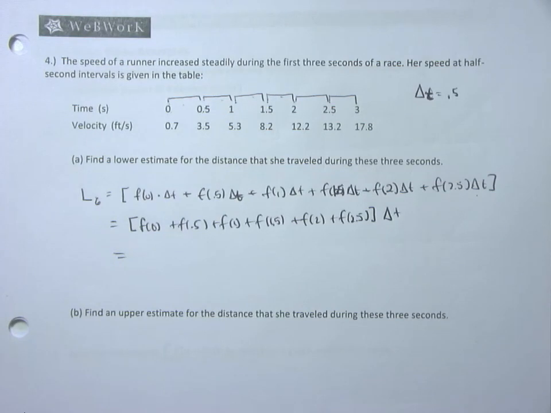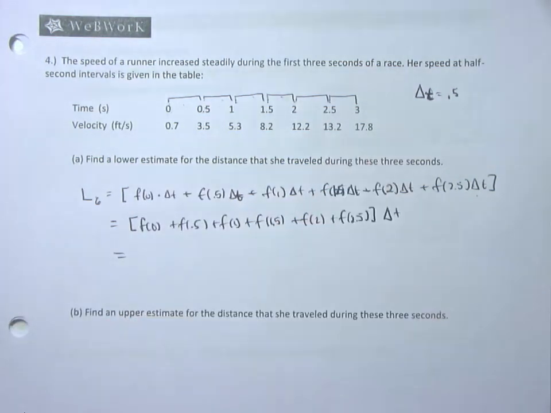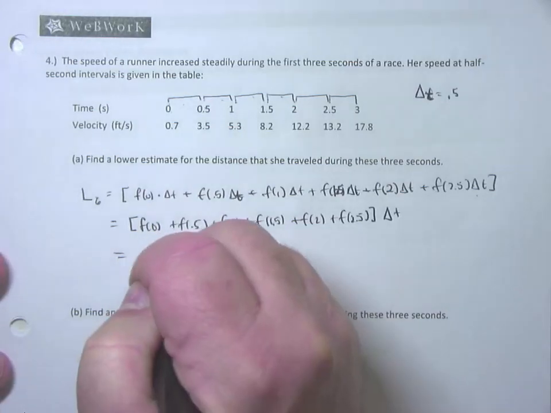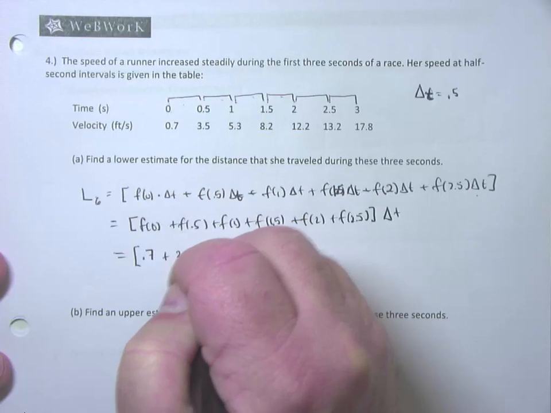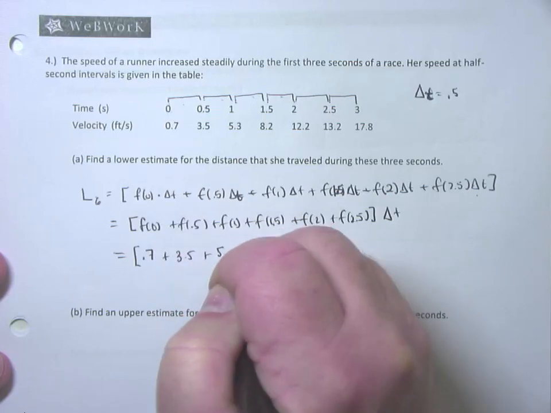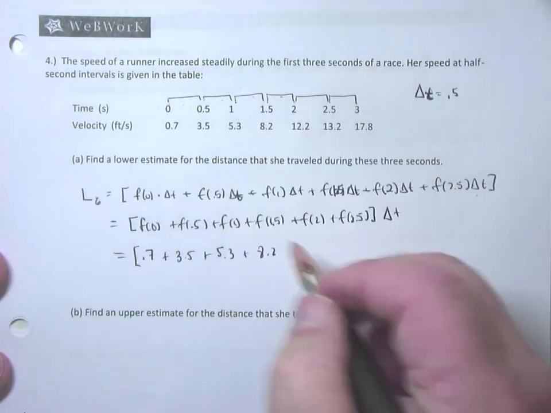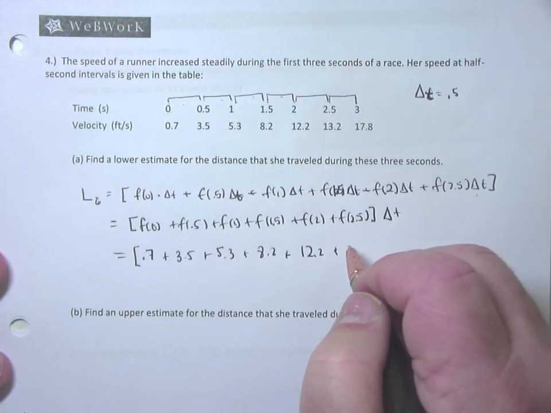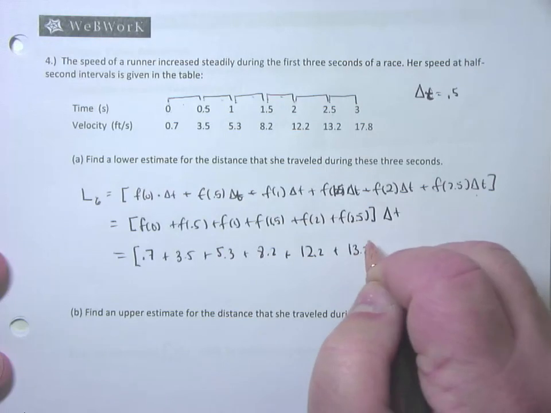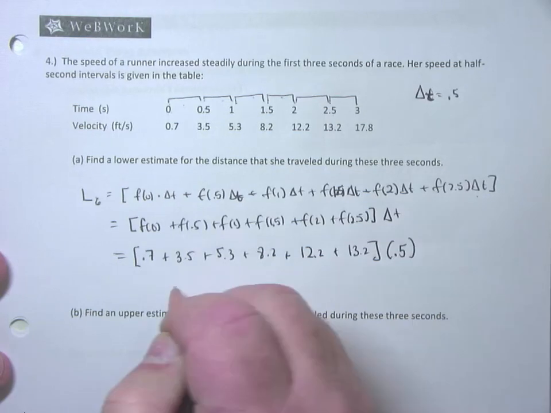They don't give you a function, they give you a chart. Well then, the functional values, they don't give me the function, they just give me the numbers. So f of 0 is 0.7, plus f of 0.5 is 3.5, plus f of 1 is 5.3, plus f of 1.5 is 8.2, plus f of 2 is 12.2, plus f of 2.5 is 13.2. All that times your delta t, but your delta t is 0.5.